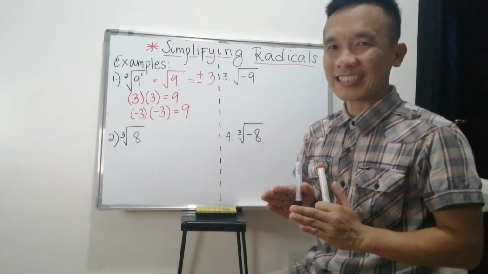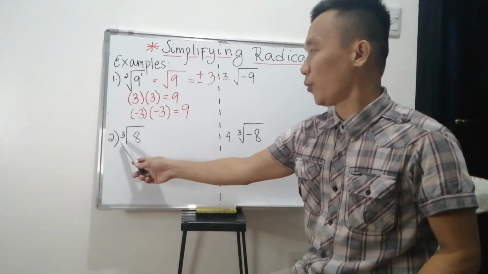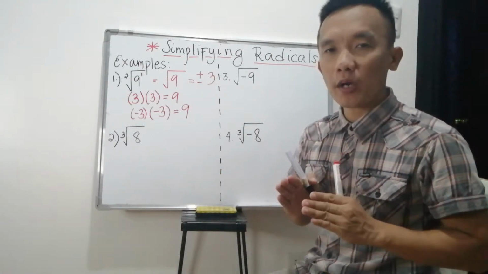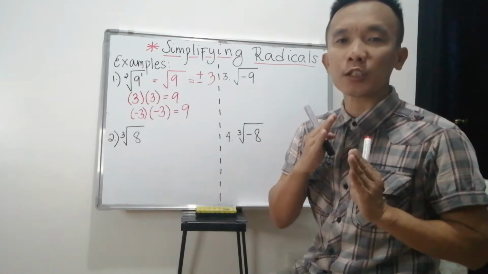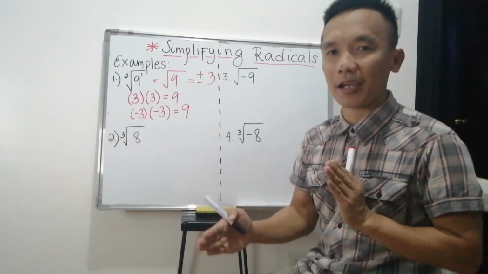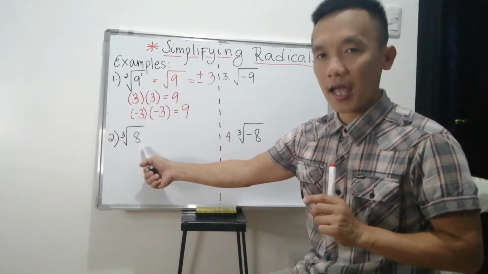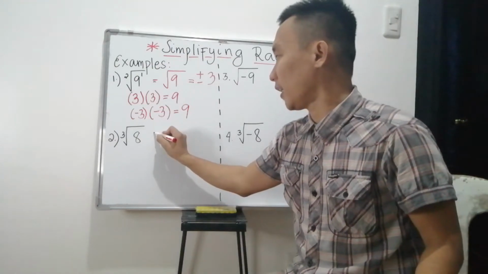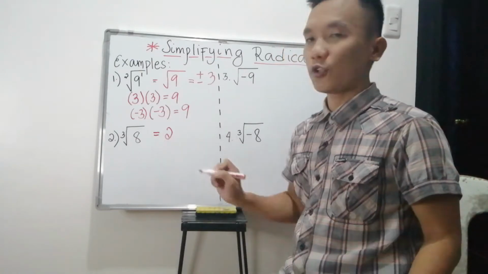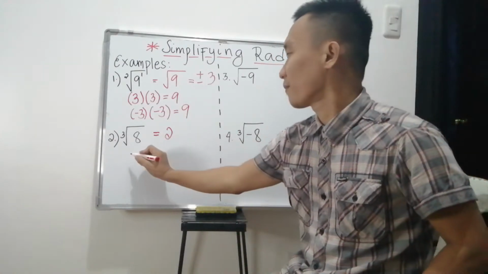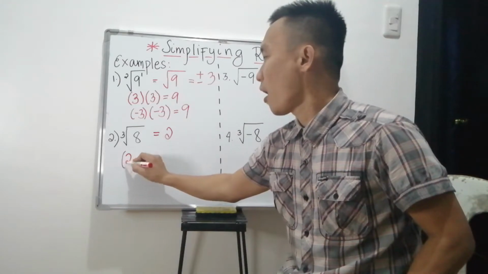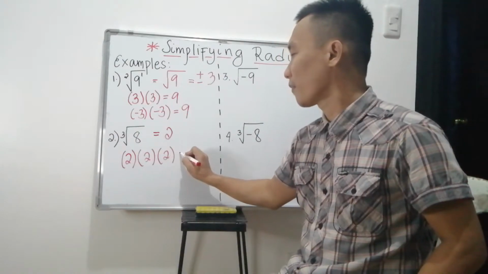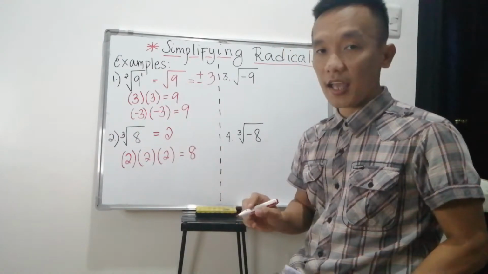So let's go to our second example, the cube root of 8. Now, if you have this example, you are going to find a number when it is multiplied to itself 3 times, the result is 8. And therefore, the answer to the cube root of 8 is basically just 2. Because 2 times 2 times 2 is a positive 8.